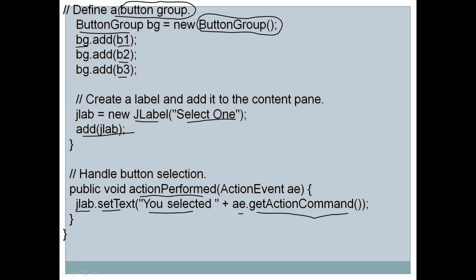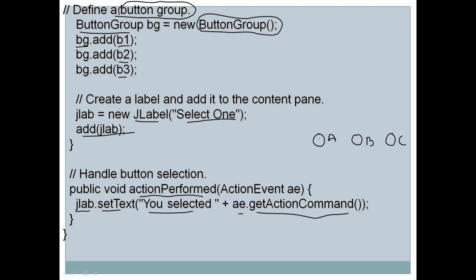ae.getActionCommand. Now we know about getActionCommand. getActionCommand always returns the action command text which is associated with the button. So the radio buttons will look something like this, and we have created the radio buttons with the text that is A, B and C.